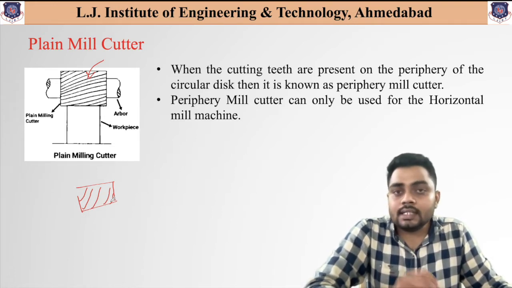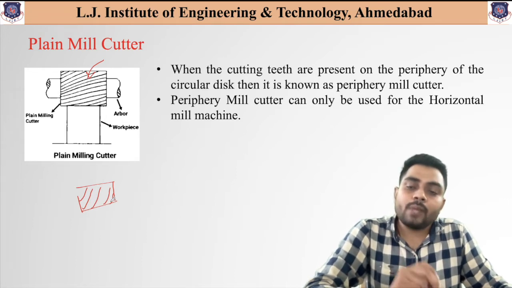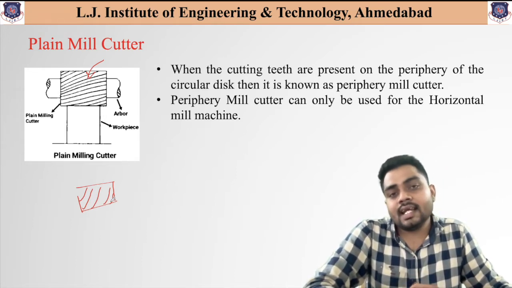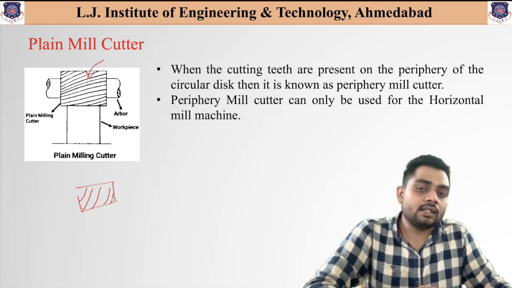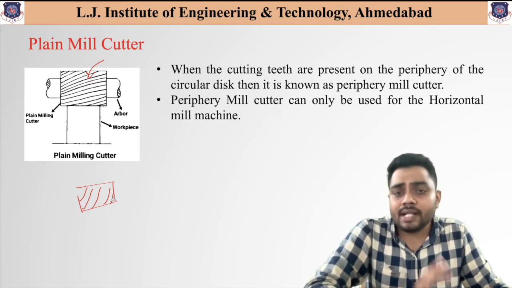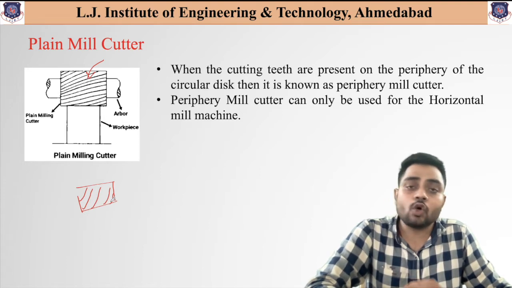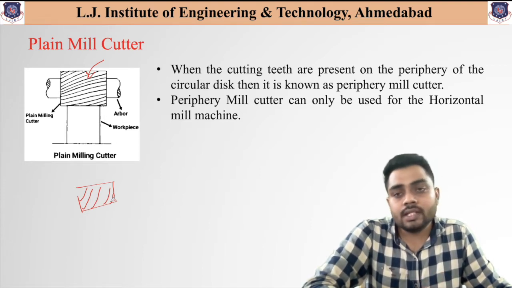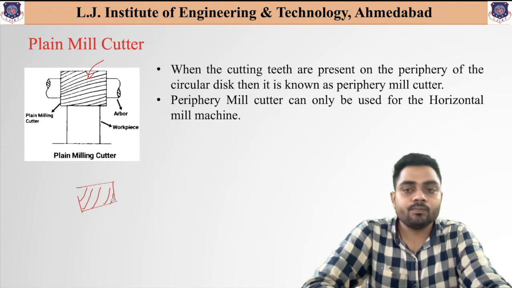When the cutting teeth are present on the periphery of the circular disc, it is known as the plain mill cutter or the peripheral mill cutter. And this plain or peripheral mill cutter is mainly used with the horizontal milling machine. This cannot be used with the vertical milling machine.